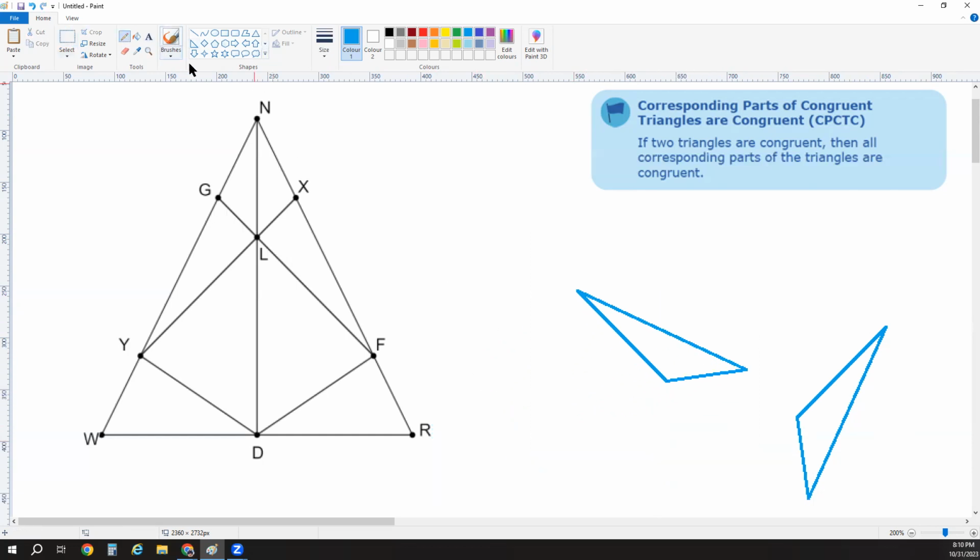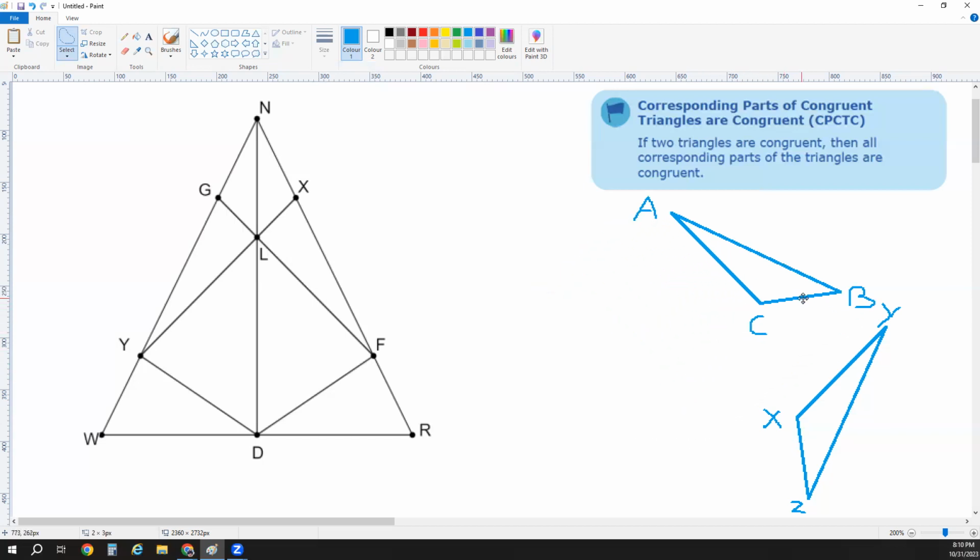I'm going to name this one A, B, C, and then this one is going to be X, Y, and Z. All right. Let me move this around a little here.